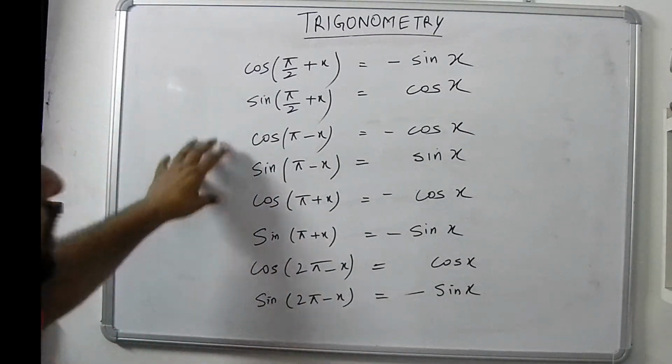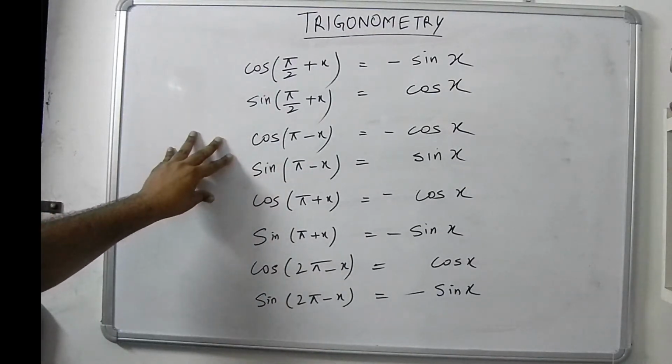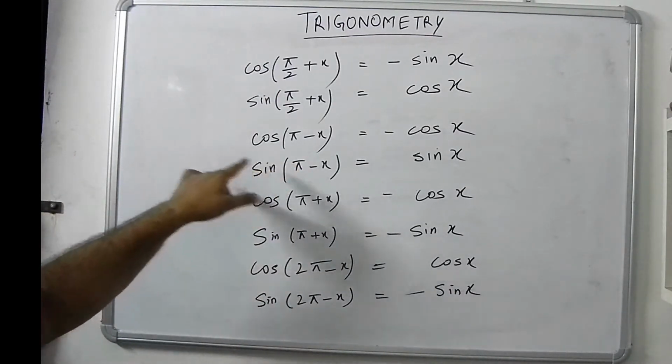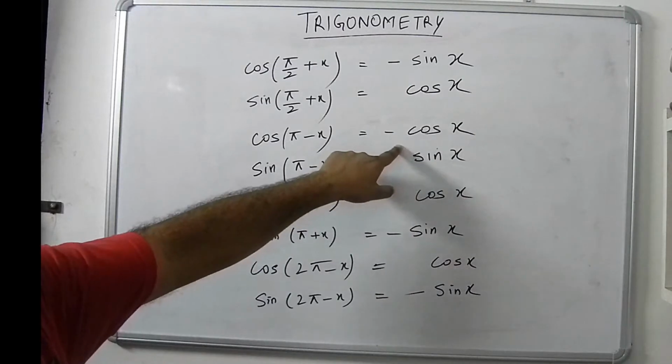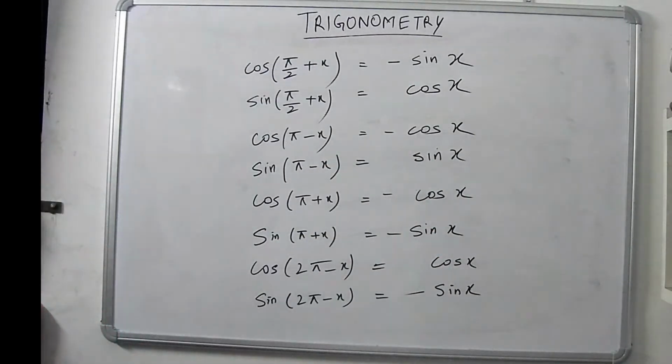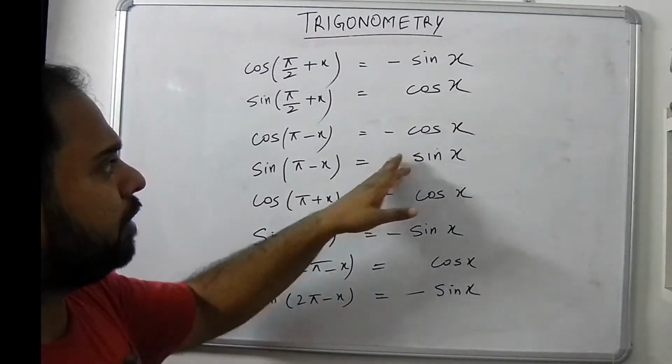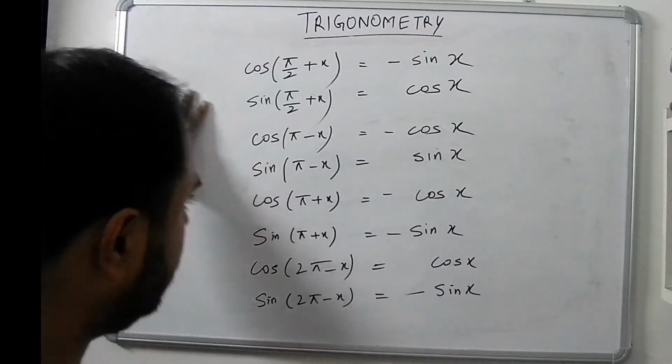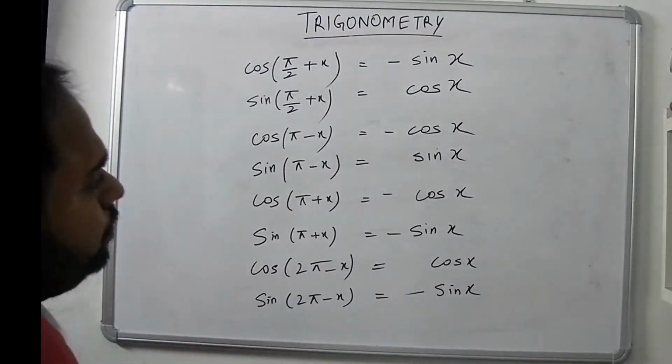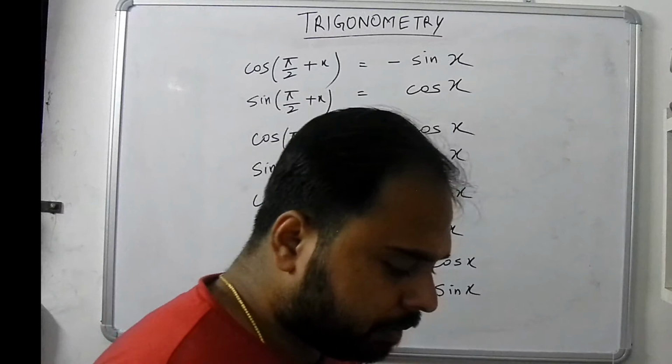Now these are things that you can easily do. The moment we have these, we know what tan of pi plus x is going to be: sin x divided by minus cos x, which is negative tan x. So all these things we can find once we have these derived. So that's one part.